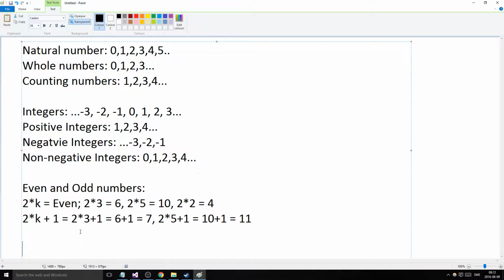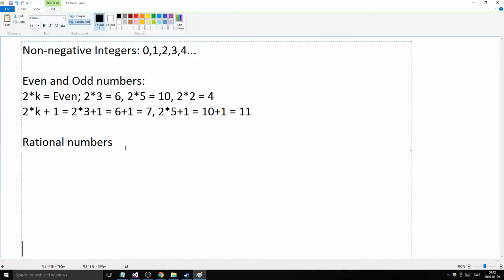And now we just have a little more to do. Now comes a little bit more important, complex part here. There's something called rational numbers. Okay, here we go. Rational numbers. So what are rational numbers?